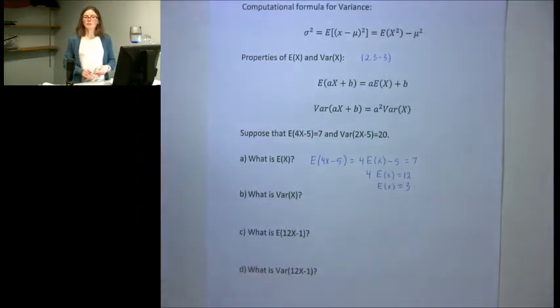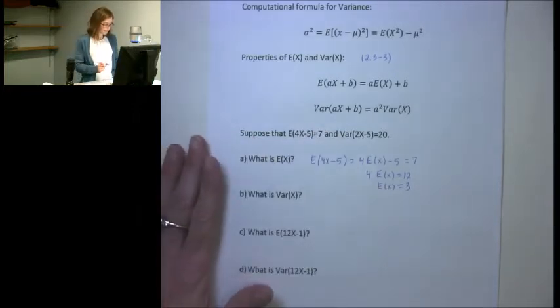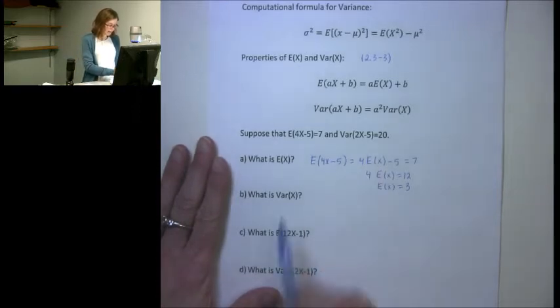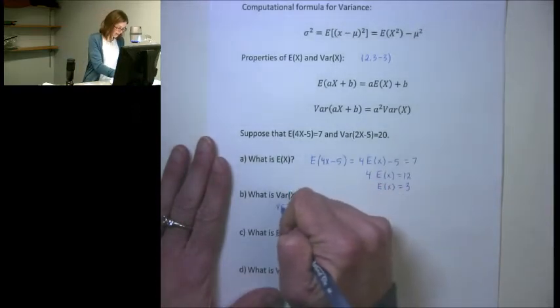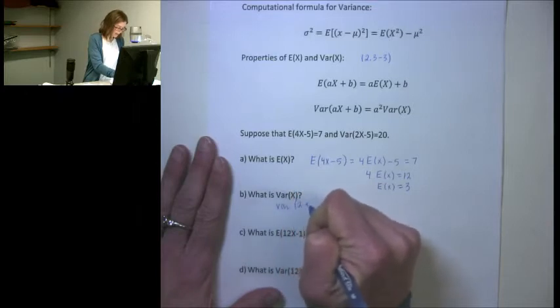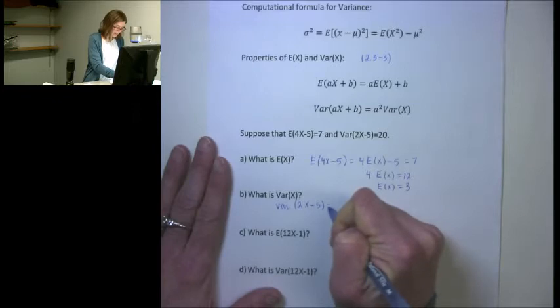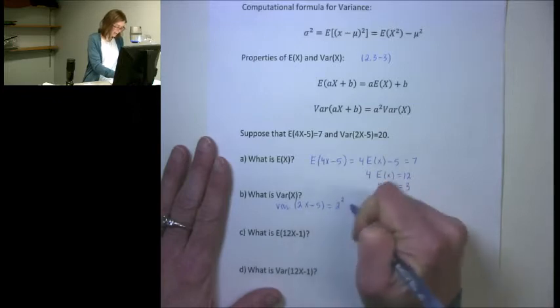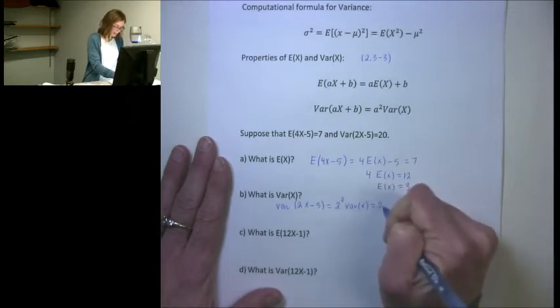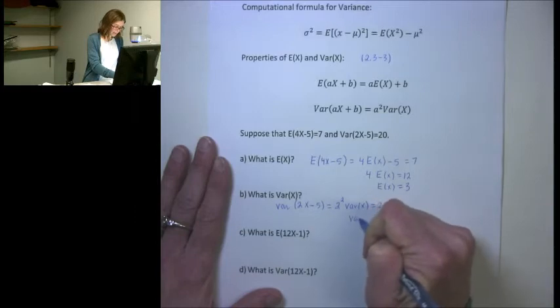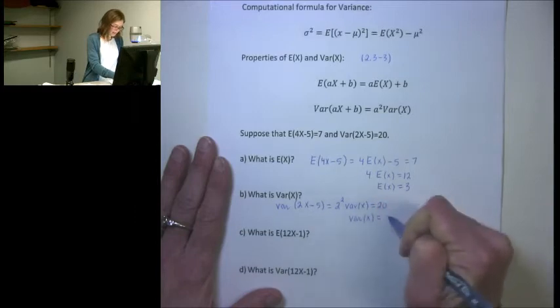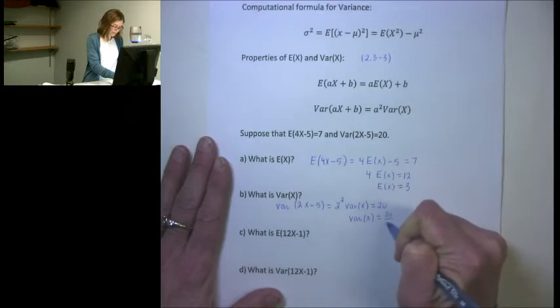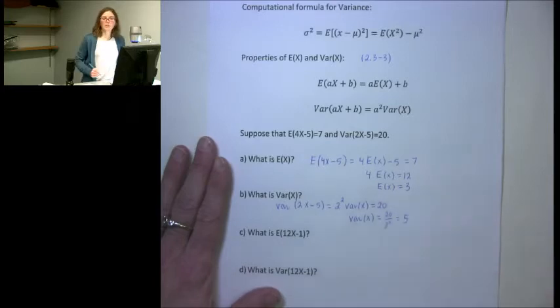Okay, so I can use this kind of information to find the expected value of x if I'm given the expected value of some linear combination of x. I can also find the variance of x. I know that the variance of 2x minus 5 is equal to 2 squared times the variance of x, and this must equal 20. So this means that the variance of x must be equal to 20 divided by 2 squared, which would give me a variance of 5.